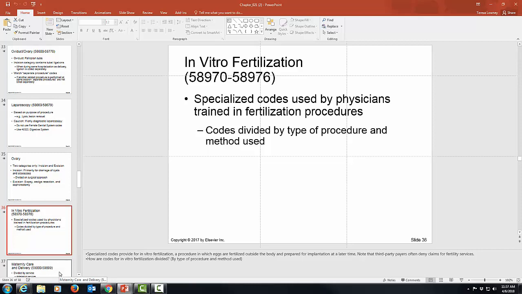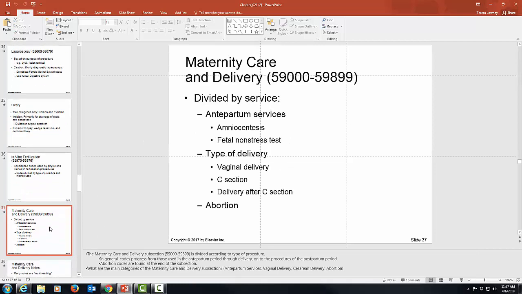In vitro fertilization, we talked about this just a little bit ago. Specialized codes used by physicians trained in fertilization procedures. The codes are divided on the type of procedure and the method that is used. Okay, and now we start talking about maternity care and delivery. So this is the OB part of this chapter. It's divided by the services.